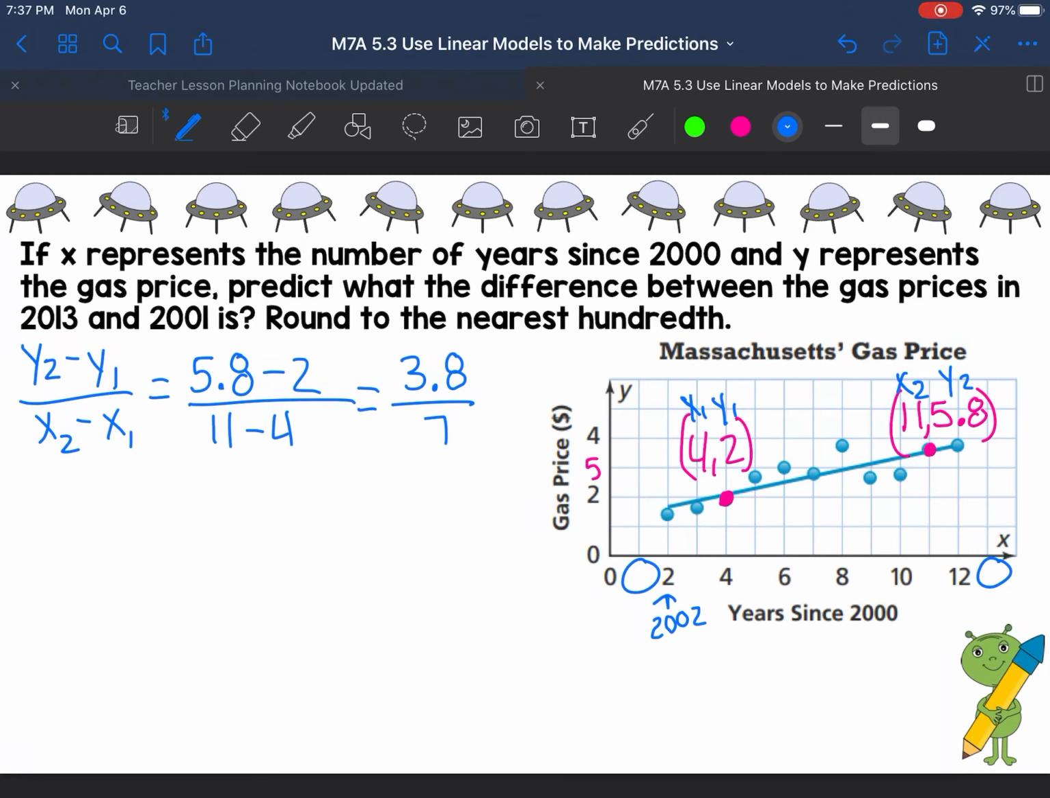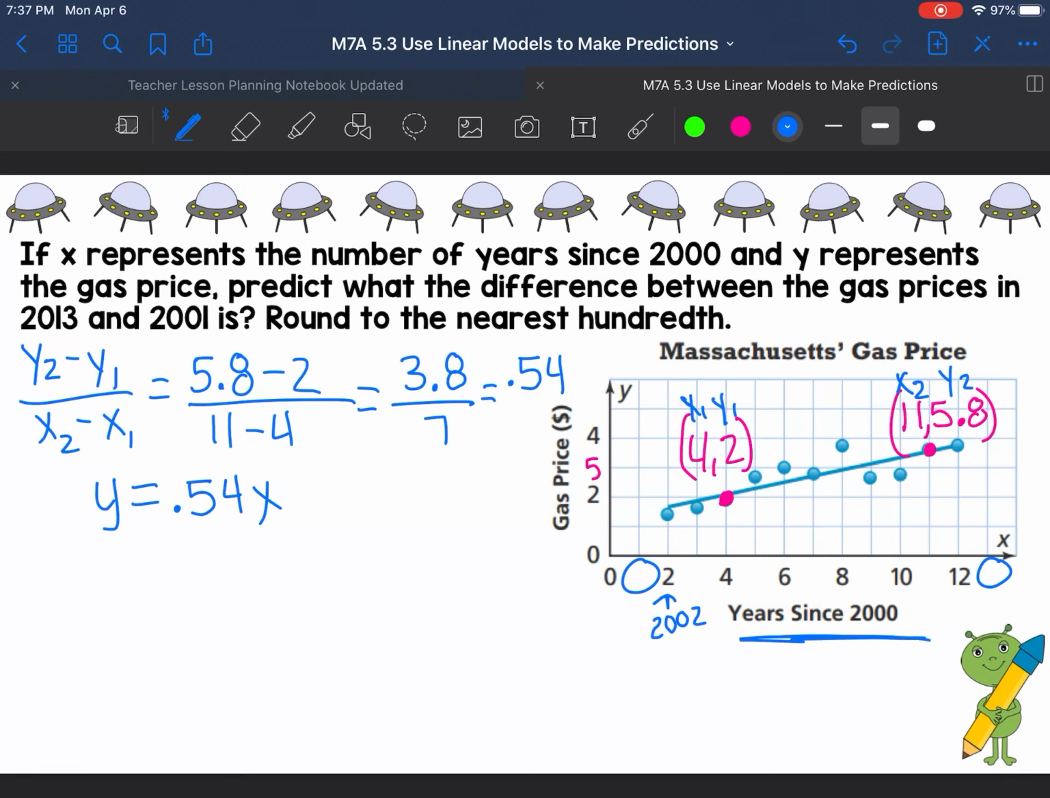So once again, when I'm doing this problem, I'm going to divide, okay? I want a decimal, so I'm going to do 3.8 divided by 7, which is going to give me 0.542857. We're just going to say 0.54. Now I know that y equals 0.54x.